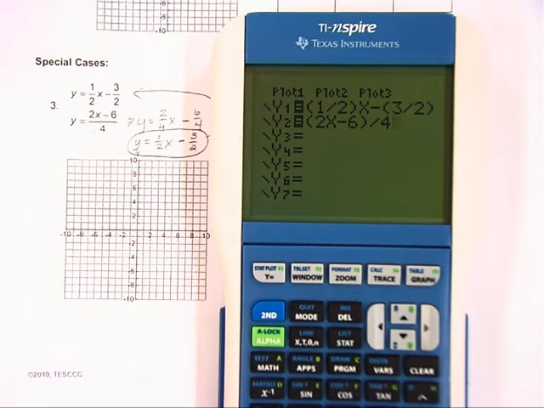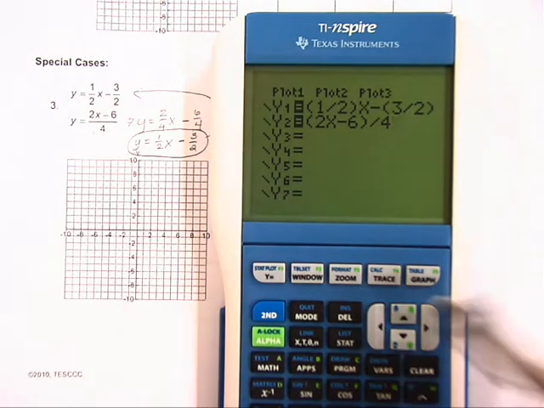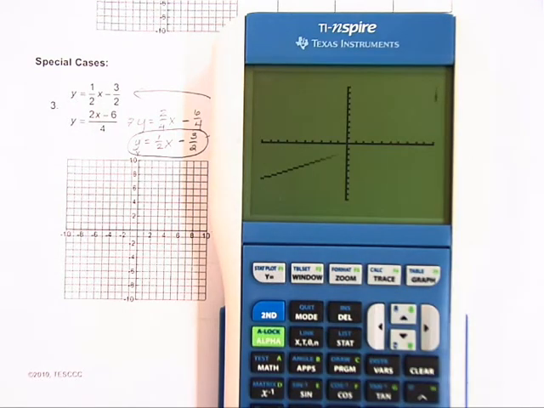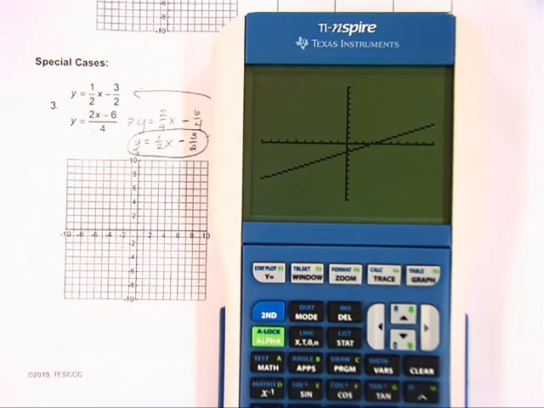Okay, and your scale is 1. All right, so I'm going to hit graph, and I hope to see one line. There's one. Let's see if it draws another. Okay, I only got one line. So what are my solutions?